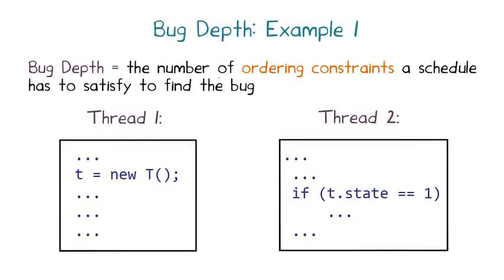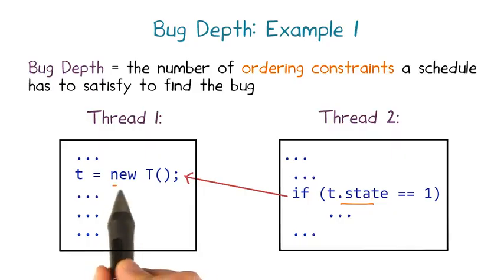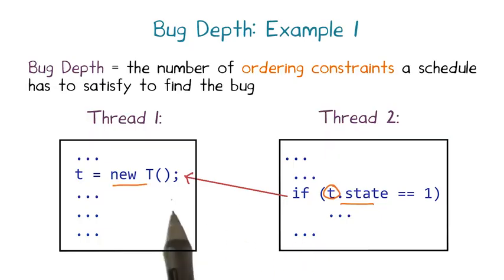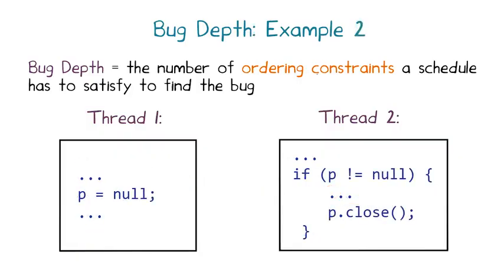For example, let's look at the following concurrent program. If this line in thread 2 is executed before this line in thread 1, then an exception will be thrown because thread 2 will be attempting to dereference an undefined variable t. Since there is one constraint on the ordering of statements across threads, we say that the depth of this concurrency bug is 1. Let's look at another example.